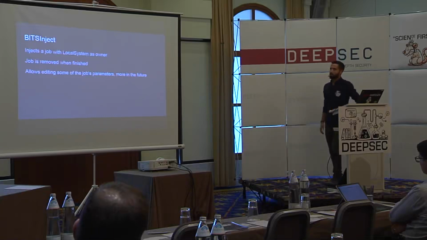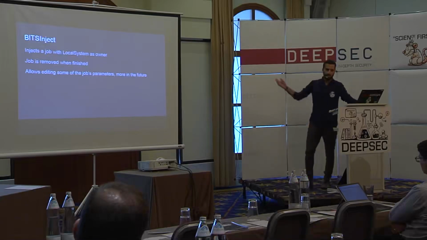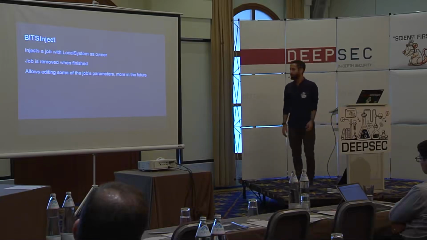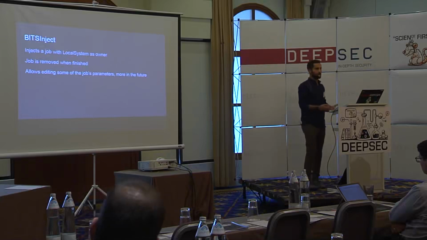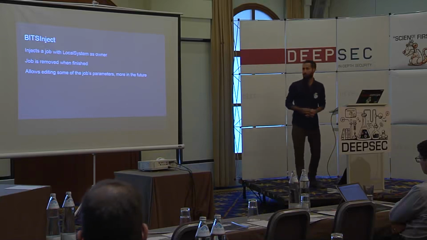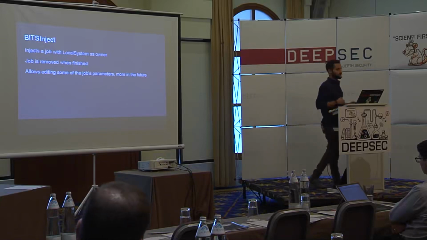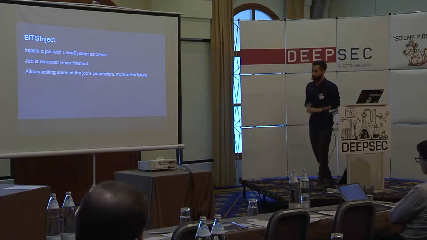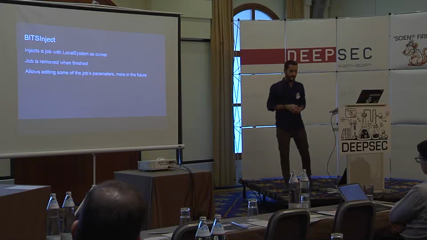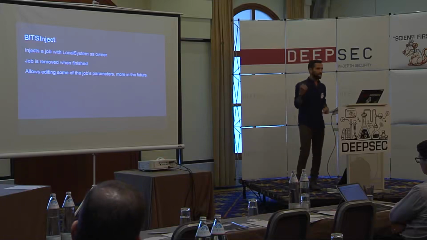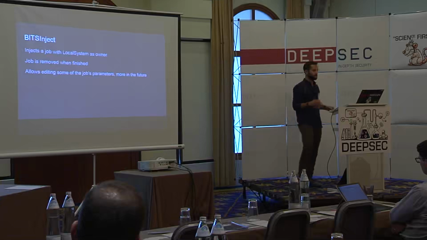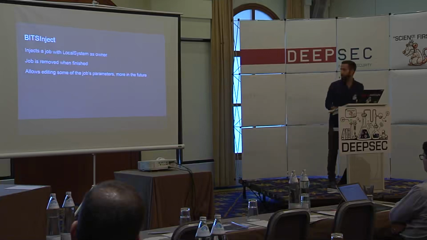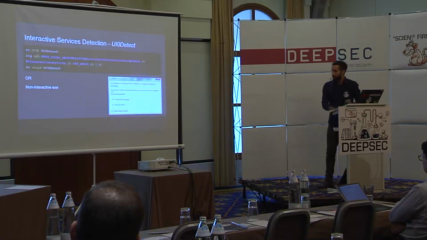And the tool, BITSInject, this is what it does, just what we explained now. It injects a new, serialized job to the queue, and when the job finishes, it removes the job from the queue. It allows many other actions to do on jobs. What I showed before in the demo is just the simple way to use it without getting into other parameters. And we can do much more in the future because we already know the structure of the file.